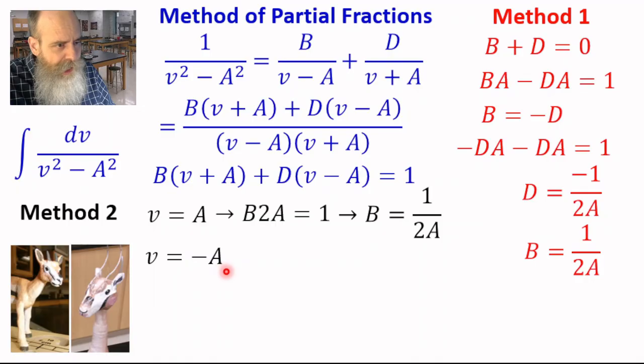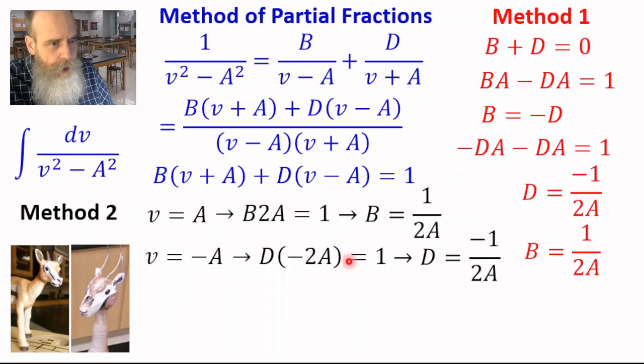Now let's put v equals negative a. First term here is going to be 0. Negative a plus a is 0. That's why I chose v equals negative a. Second term is d times negative a minus a equals 1. So d times negative 2a equals 1. d equals negative 1 over 2a.